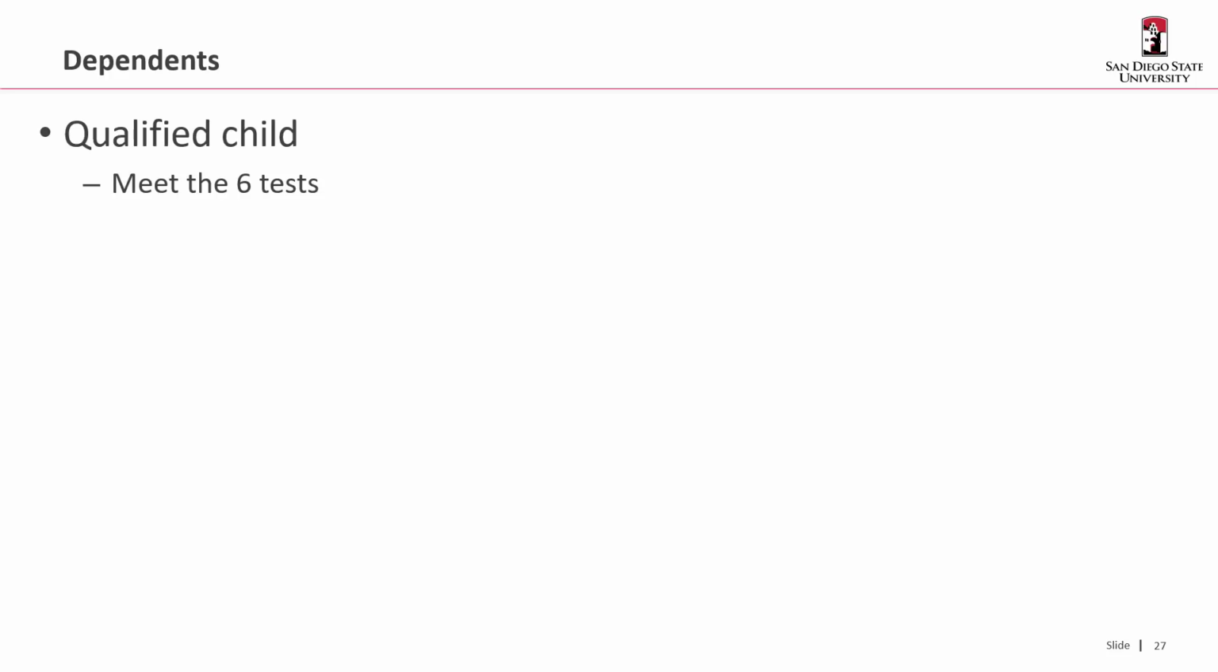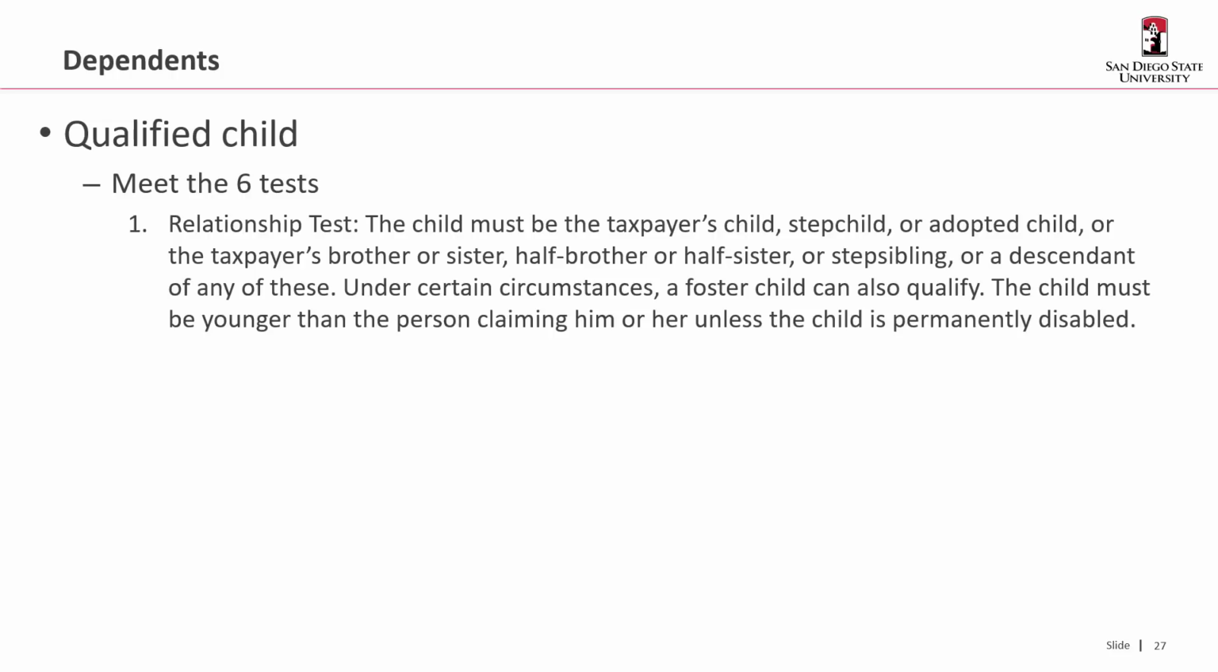Okay, to be a qualified child, you have to meet 6 tests. You must meet all 6 tests. Test 1, the relationship test. So the child must be, we say child, qualified child, which is interesting, the taxpayer's child, stepchild, adopted child, brother, sister, half-brother, half-sister, step-sibling, or a descendant of any of these. Okay, so you can see it doesn't really need to be your child. Under certain circumstances, a foster child can also qualify.